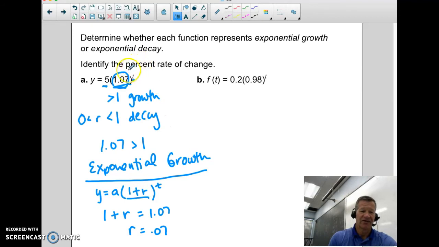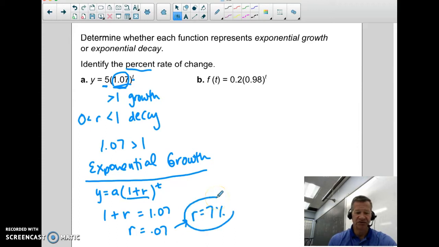Now, they want the percent rate of change. So we have it as a decimal. We want to move the decimal back 2 places to the right, and we find out that the rate is 7%. So this equation shows 7% exponential growth.